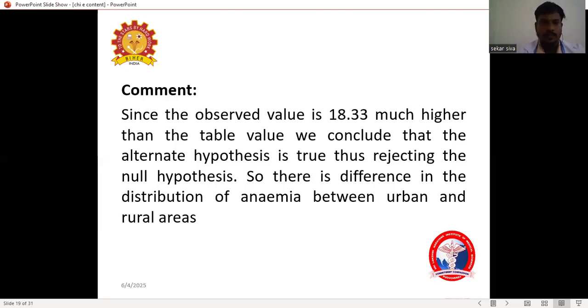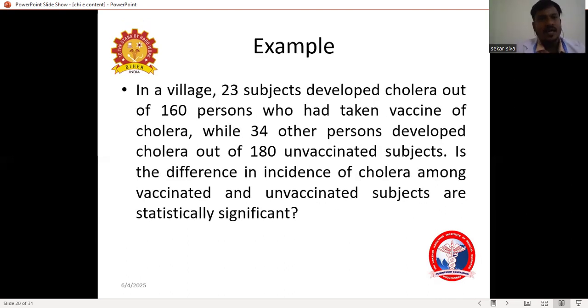Are you clear about the chi-square test? Okay, let's see another example.